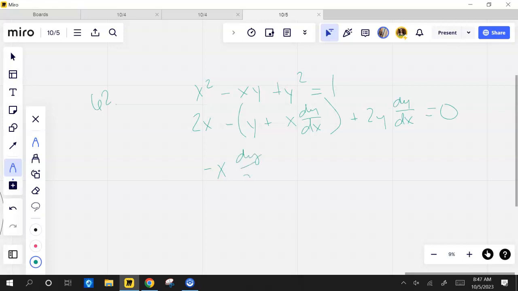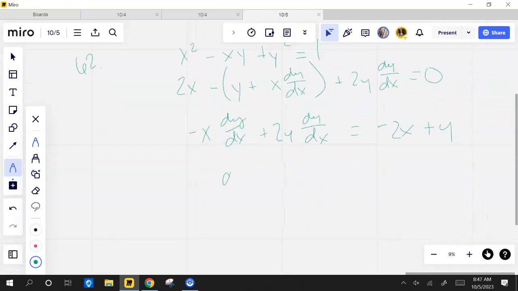Negative x dy dx plus 2y dy dx equals negative 2x plus y. So dy dx, and I'm skipping a couple steps here. I'm going to switch that around to that over 2y minus x. I haven't done the second derivative yet.